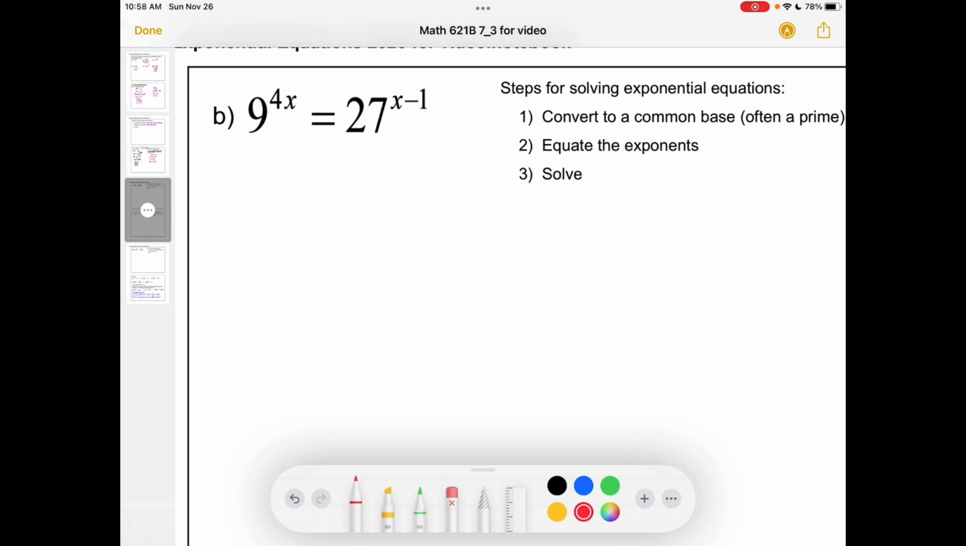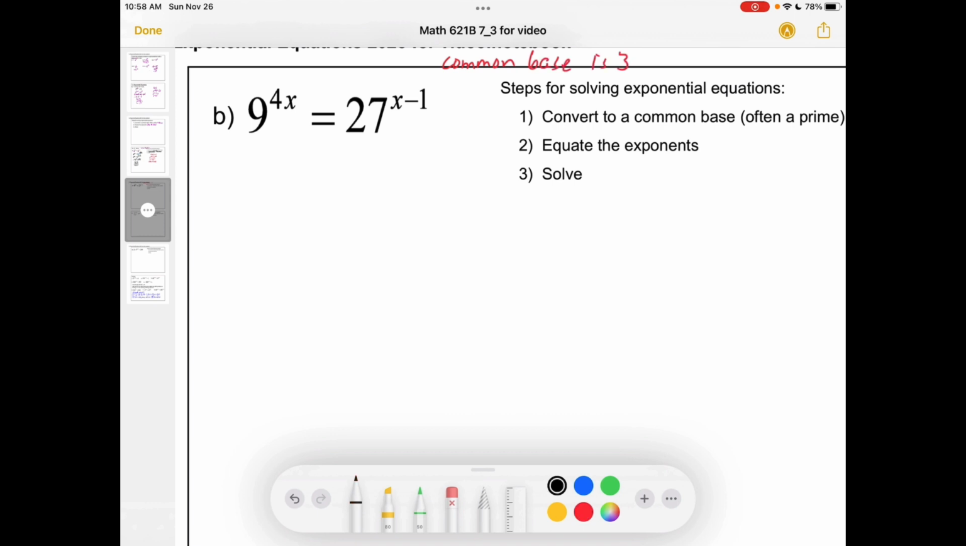And so the same idea here. We have 9 to the 4x, we have 27 to the x minus 1. I want you to take a second and think about what base might both of these sides share. One side is 9 to the power of something, the other is 27 to the power of something. What I hope you're thinking here is that the common base, or the easiest common base, is 3.